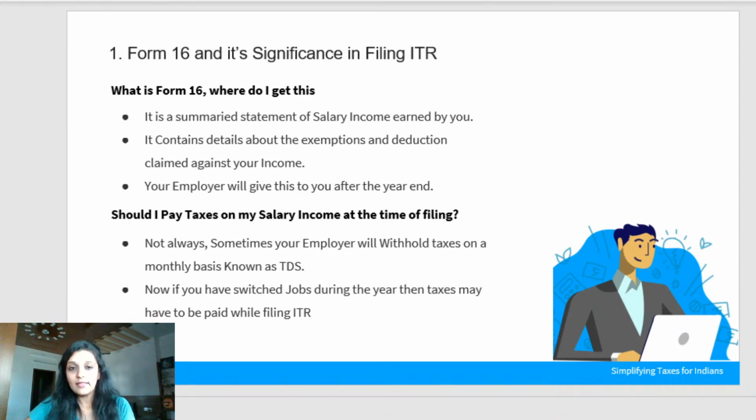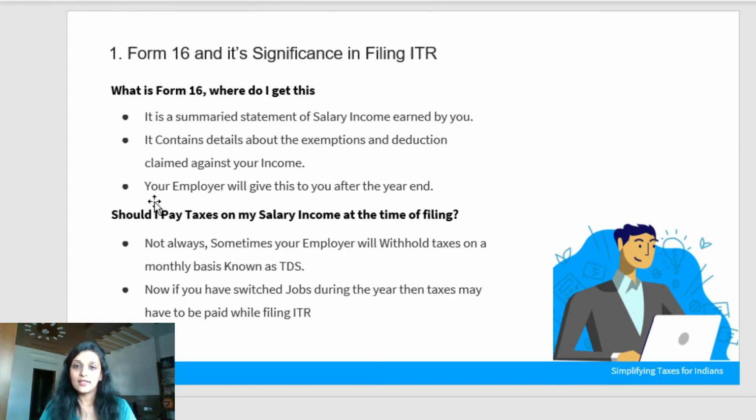But before that, if you have more than one Form 16, or in case you have switched your job in one financial year, then let's say, for example, you have switched between two companies in one financial year.